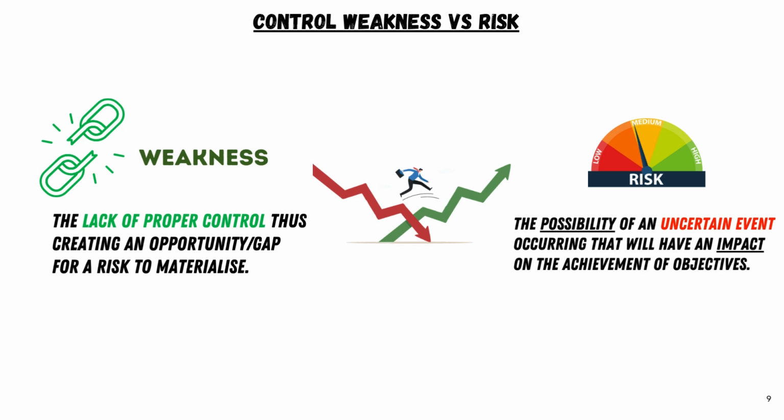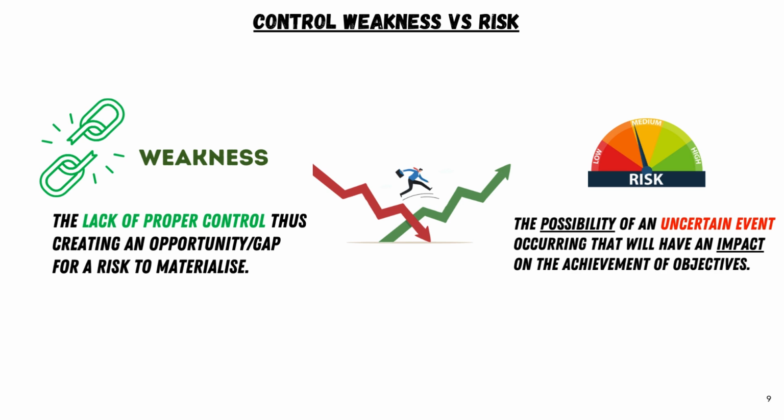Another thing I would like you to note is the difference between control weaknesses and risk, because what I notice as time goes on is that students usually confuse risk with weaknesses or weaknesses with risk. You need to know this when it comes to weaknesses. Weakness is the lack of proper internal control in place, and weaknesses can then create opportunities or gaps for a risk to materialize. While on the other side, risk is a possibility of an uncertain event that could occur and have an impact on the achievement of an objective.